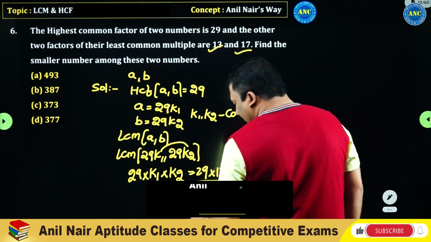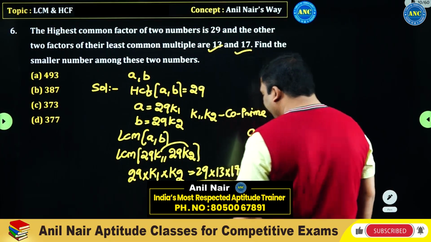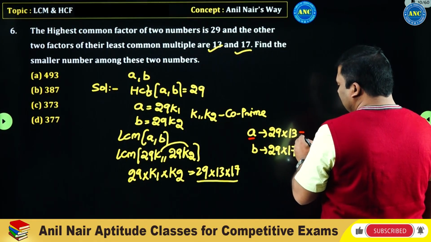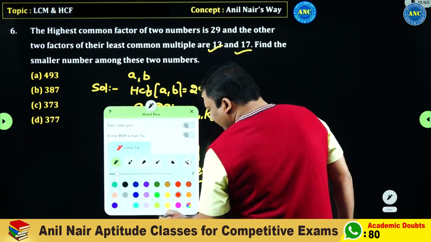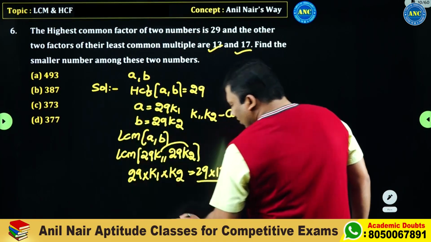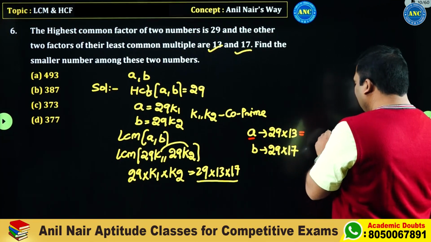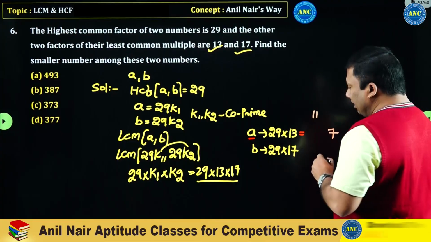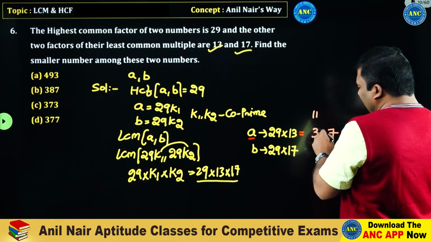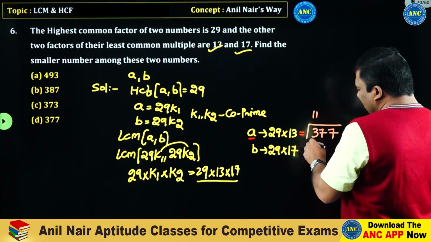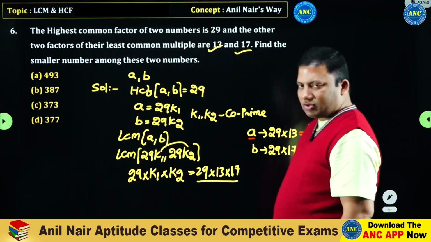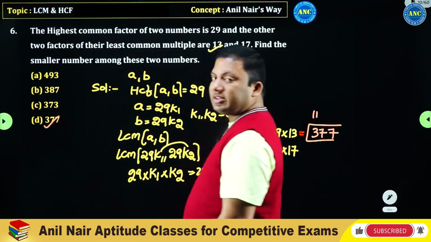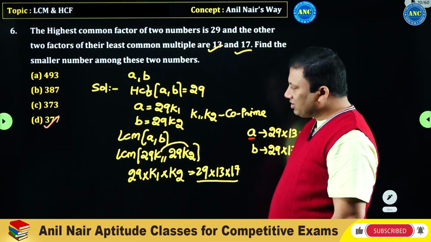That means the answer for this question has to be the smaller number, right? A. So this will be 29 into 13. 13 9s are 117. 13 2s are 26. 26 plus 11, 37. So the answer for this question has to be 377.